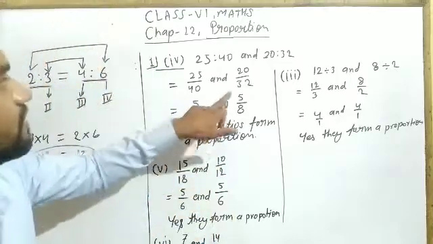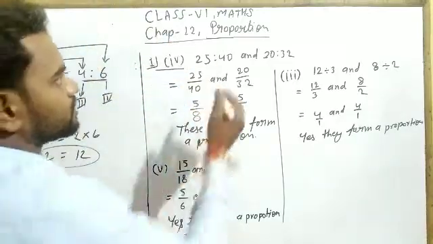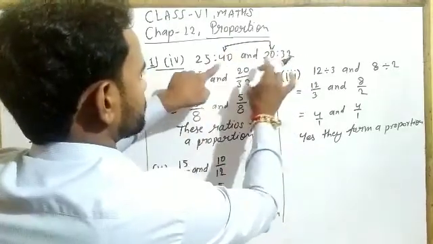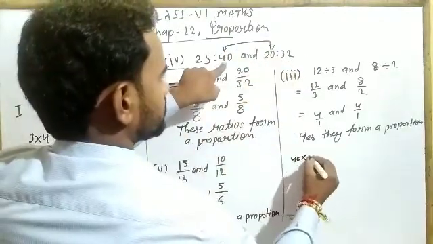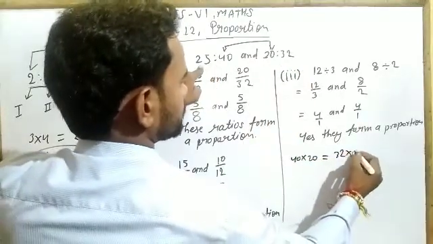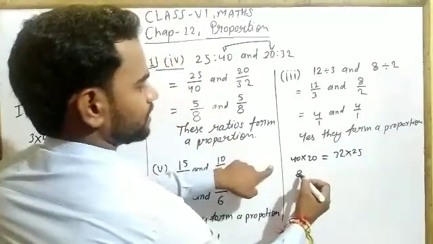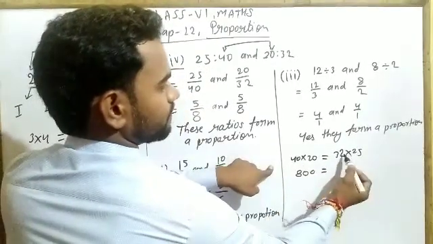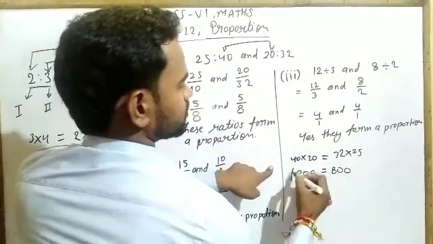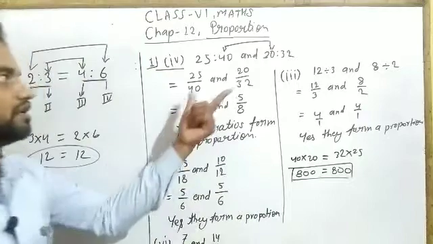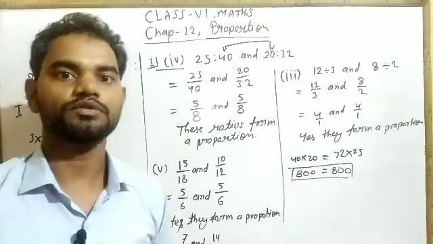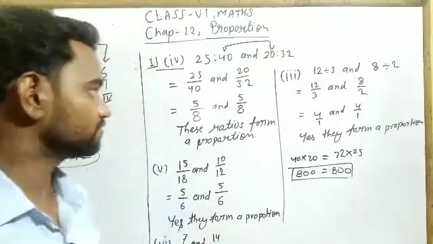The second method: multiply the extremes. Product of means is equal to product of extremes. Product of means is 40 into 20, equal to product of extremes 32 into 25. This will be 4 eights are 800. 25 into 5 is 125, carry over, and so on, 800. So this is equal. Means we can say these 2 ratios are in the form of proportion, or they form the proportion. I hope that is clear to you.